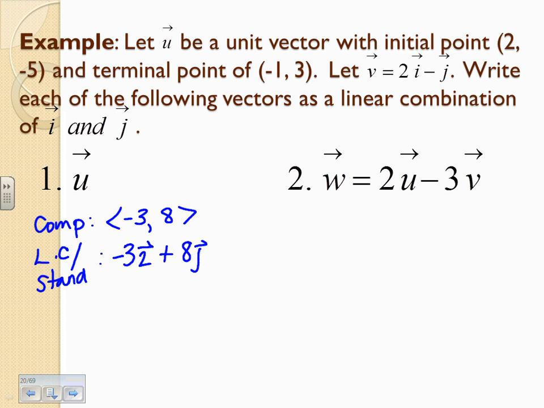It says negative 3 vector i plus 8 vector j. Okay, try number 2. And if you have it, I'll check you. And then see if you can do the last question after I check it.